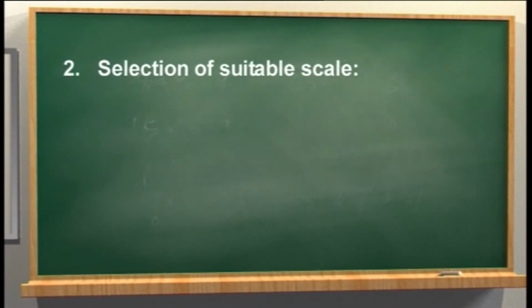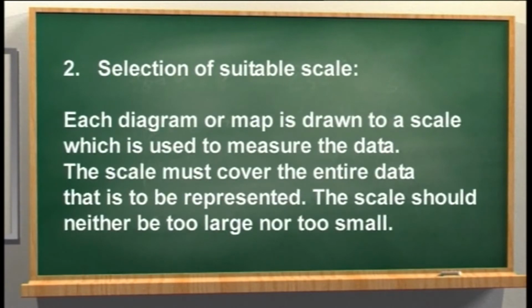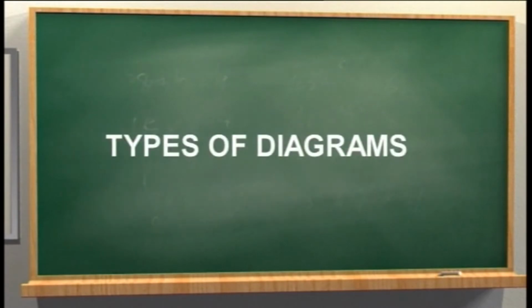Second, selection of a suitable scale. Each diagram or map is drawn to a scale which is used to measure the data. The scale must cover the entire data that is to be represented. This scale should neither be too large nor too small. There are different types of diagrams.